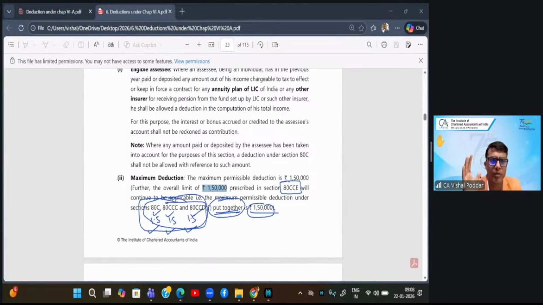So if you are paying tuition fees for your children and your employer is also giving you education allowance, still the entire tuition fees which you are paying will be eligible for deduction. Good question, Riddhi.